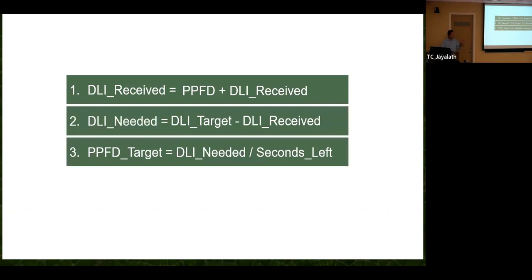That is the target at every second at the canopy level. By dividing the DLI needed by the amount of seconds left to the end of the day, it can calculate the PPFD target easily.